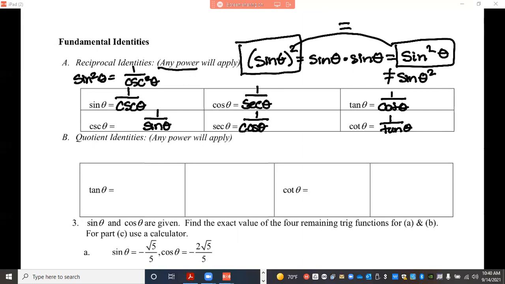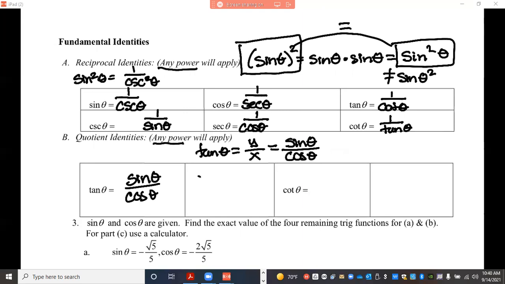Tangent of theta. So remember from the unit circle and what we've been studying, tangent theta is equal to y over x. Remember y is our sine trig function. X is our cosine. So when I talk about the quotient identity, that just simply means that tangent of theta is equal to sine theta over cosine theta. And again, any power is going to apply. So I could write this as sine squared theta divided by cosine squared theta, and it would also apply.